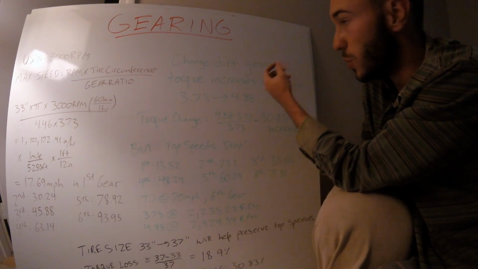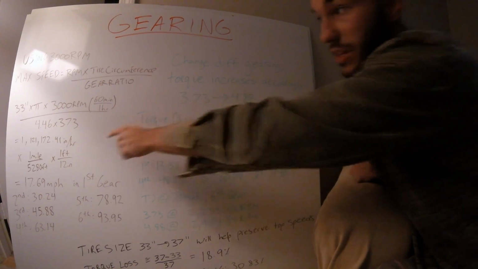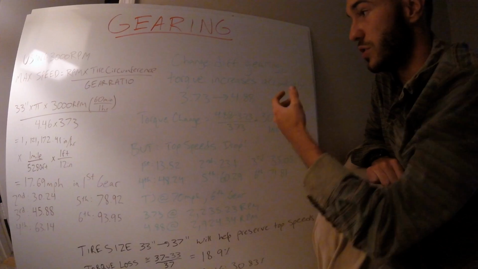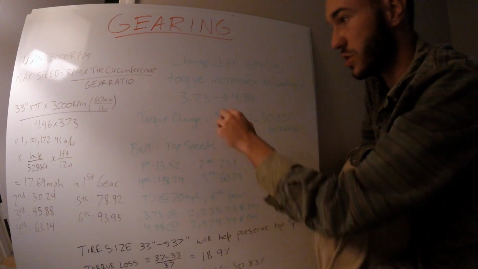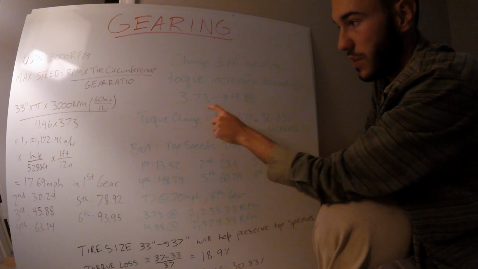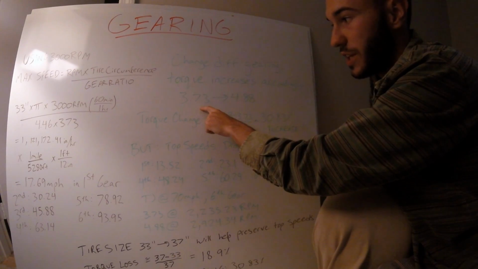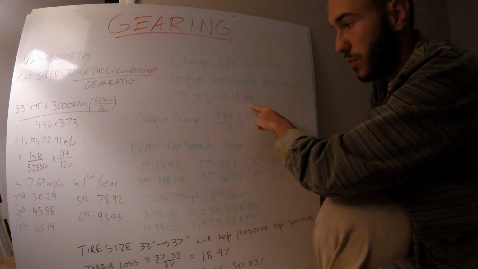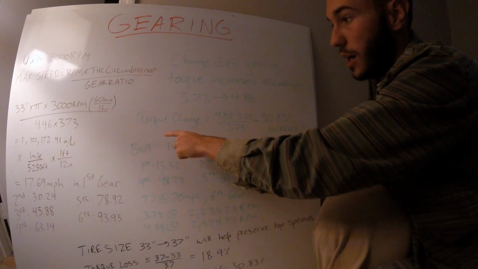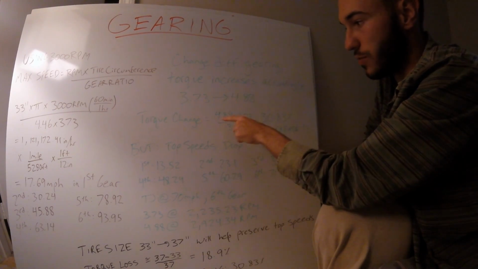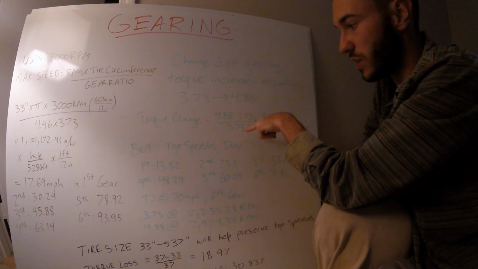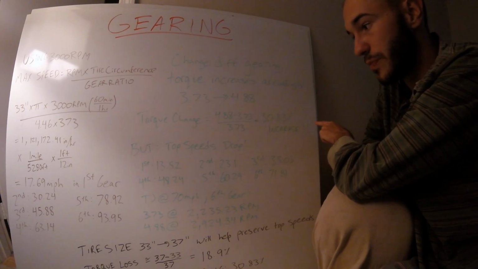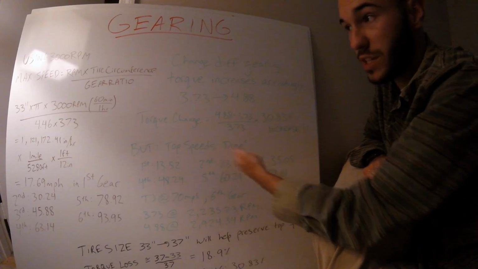So now, if you want to change your differential gearing, which is that 3.73, also known as your final drive ratio, your torque will increase accordingly. So it's just the percent change. If I wanted to change mine from what I currently have, 3.73, to 4.88, which is another common differential gearing ratio, that torque change would just be 4.88 minus 3.73, divided by 3.73, a 30.83% increase. But our top speeds would drop.